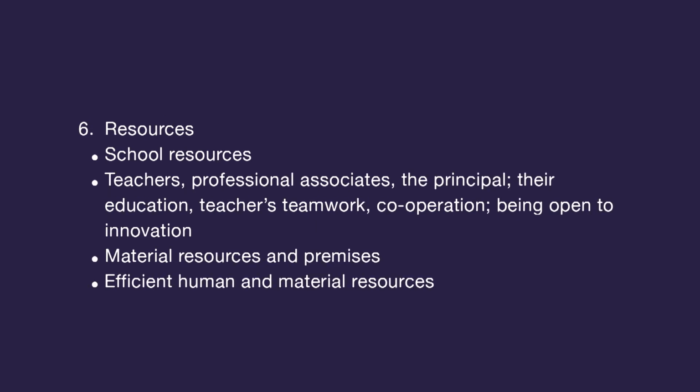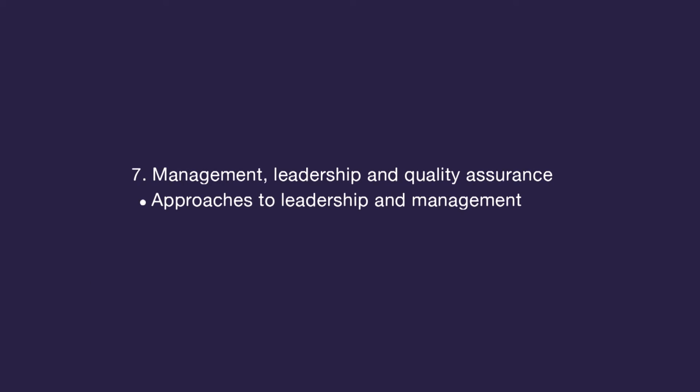The sixth one is resources, under which come the school resources, teachers, professional associates, the principal, their education, teachers' teamwork, cooperation, being open to innovation, material resources and premises, and efficient human and material resources. Seventh is management, leadership and quality assurance, under which come the approaches to leadership and management. Now let us discuss the basic components of TQM.